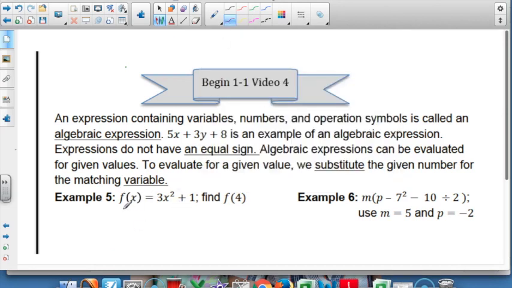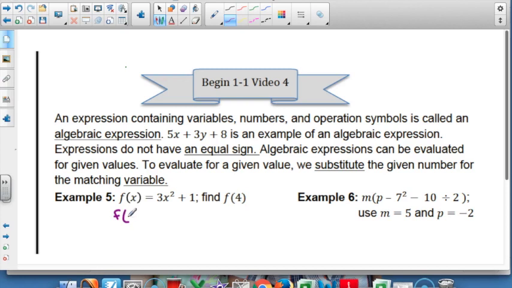So for this one, we have f of x equals 3x squared plus 1, and we want to know f of 4. So there is an equal sign here, which kind of goes against what we showed up above. But there's no way to solve it because I've got two different variables happening. I've got the x and then this f of x, which serves as your y. So the only thing I can do is evaluate it for a given value of x.